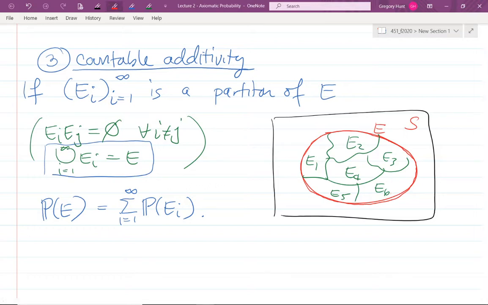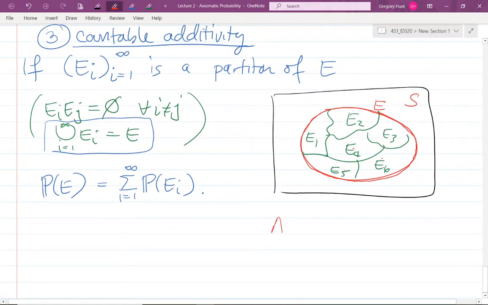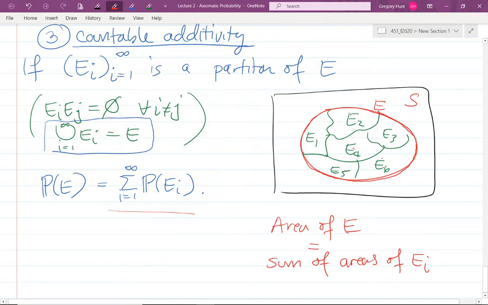And if I wanted to get the total area of E, what I could do is just sum up the area of the E sub i. So let's say area of E, this is a statement everyone will agree with, is equal to the sum of the areas of the E sub i. And if probability can broadly be interpreted as a percentage of E to the total area of S, then the probability of E can be gotten by summing up the probabilities of the E sub i. So it says we can do something really nice. If we have a partition of an event, we can just sum up the probabilities of those partitions and get back the original event.